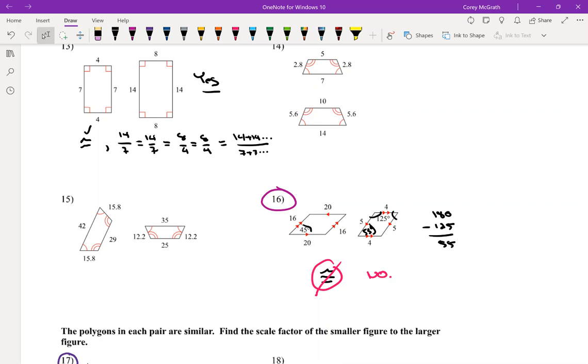You can kind of look around for another one out there. I'd be probably more suspicious of number 15, it looks like.